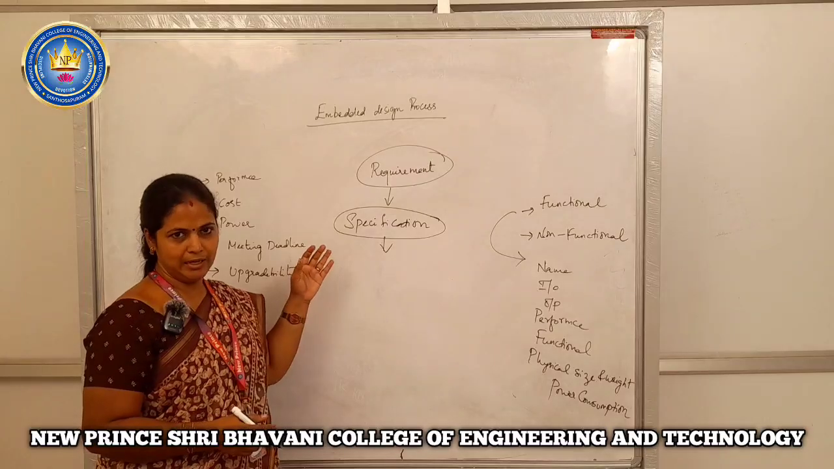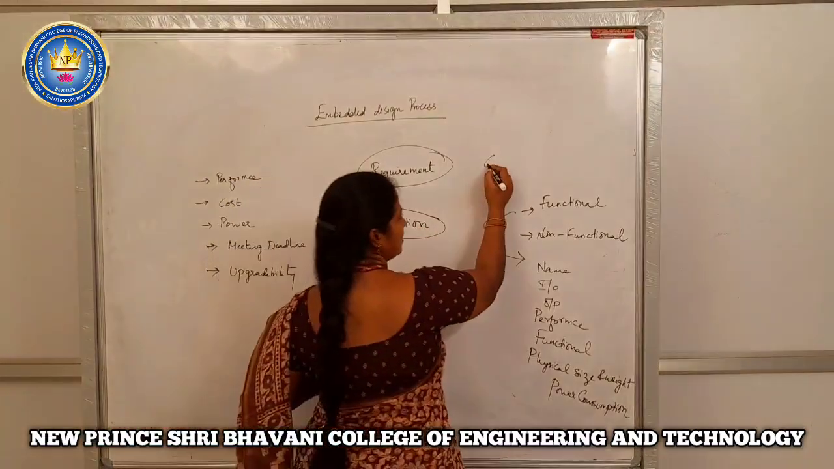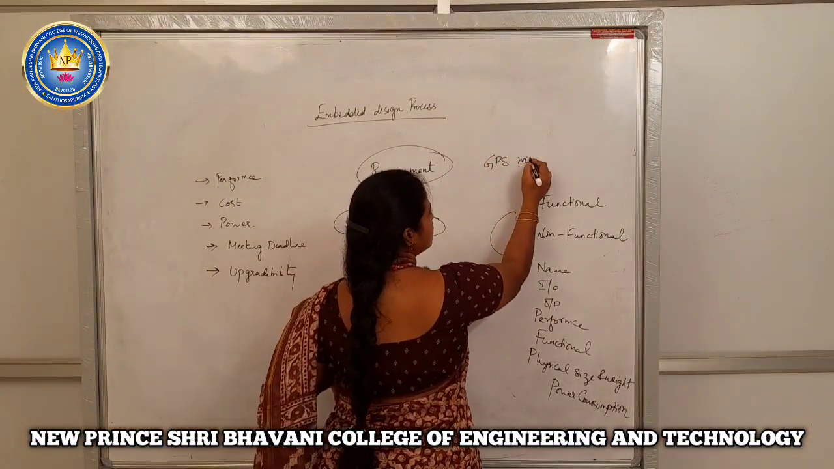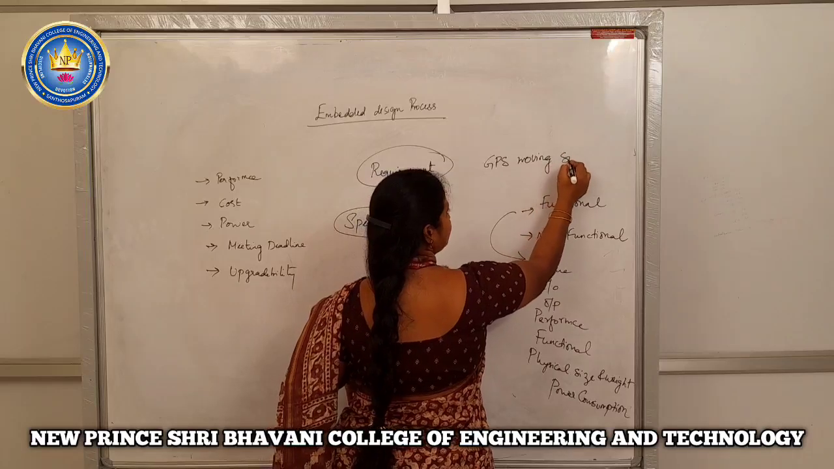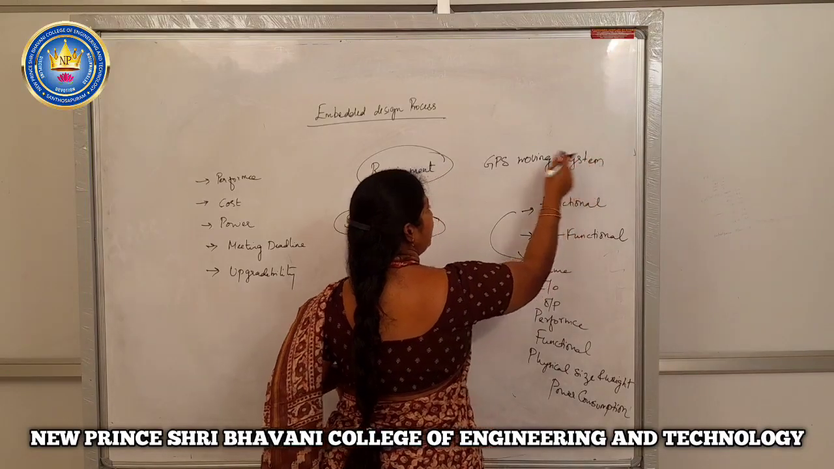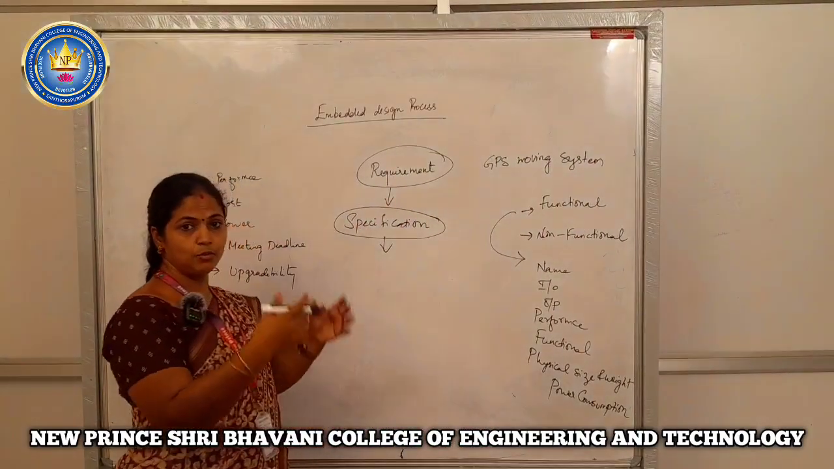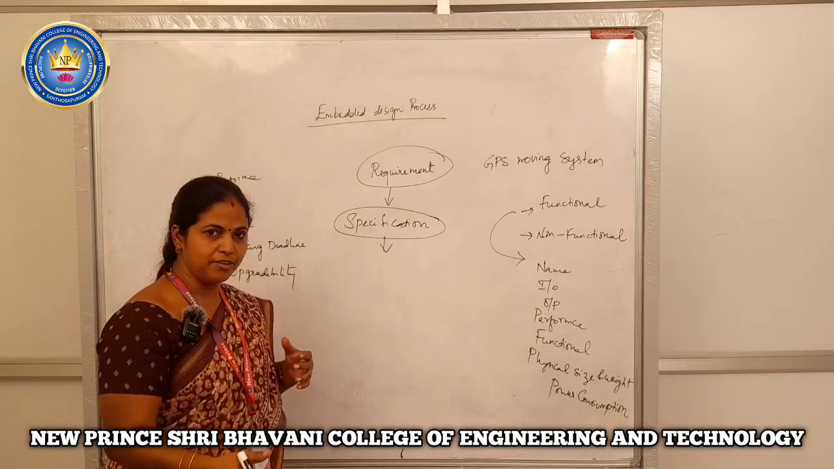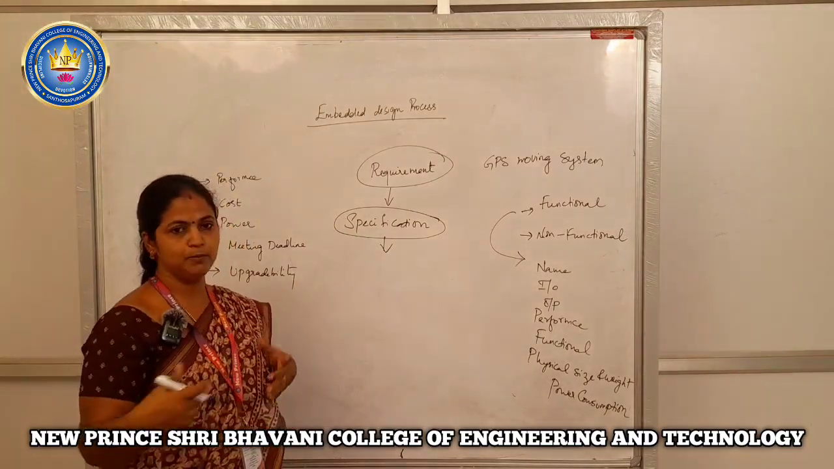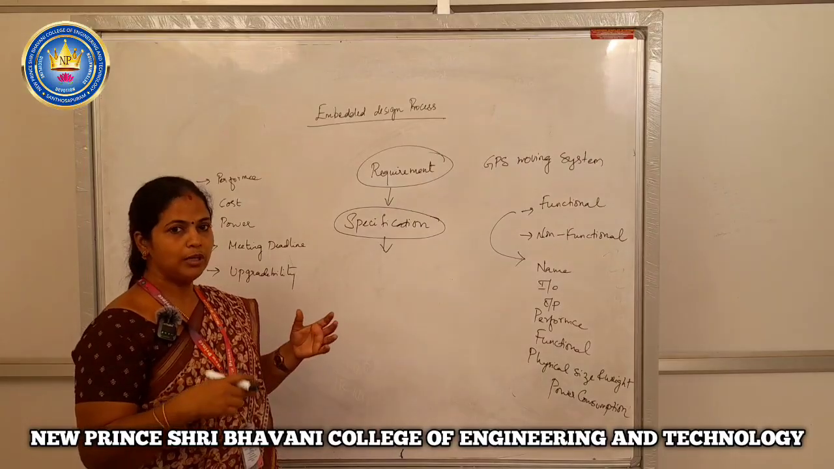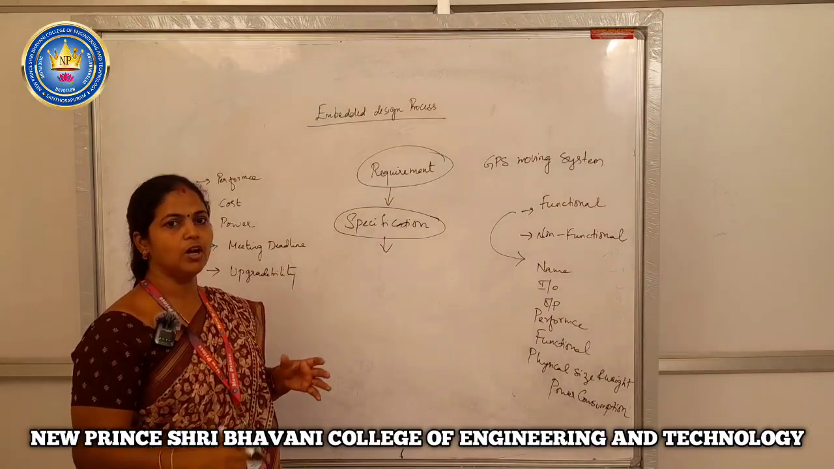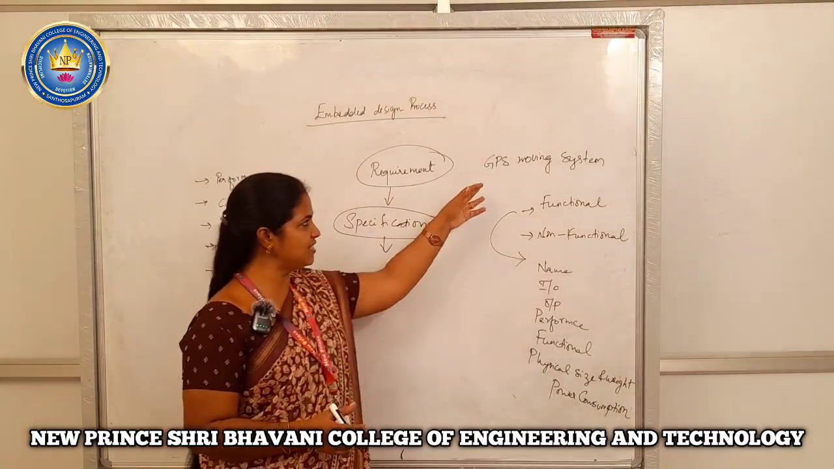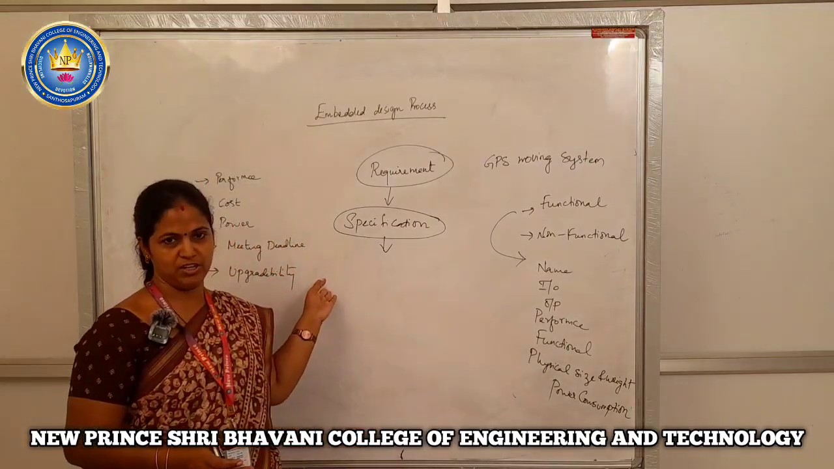So like we have taken the example as a GPS moving map system, right? So for this you are going to get the data from the satellite. So satellite data has to be displayed on your display. So you need to have a renderer which is going to support and display it on a display. And also you have to focus on how the resolution is going to be. So all these things have to be specified in the specification aspect.